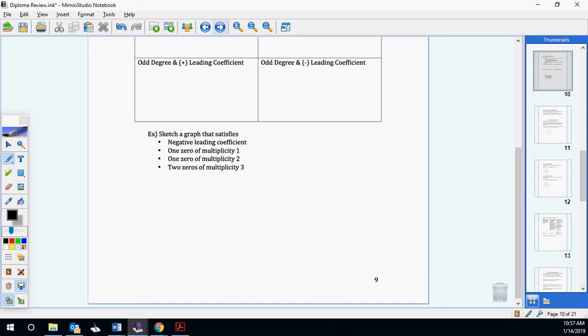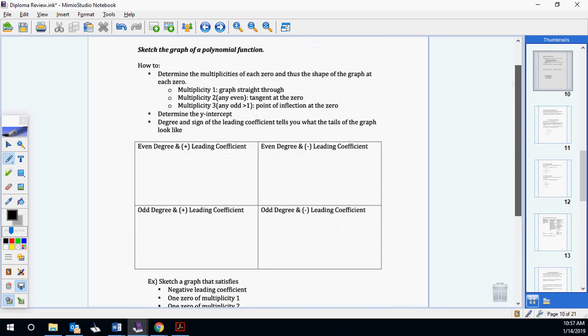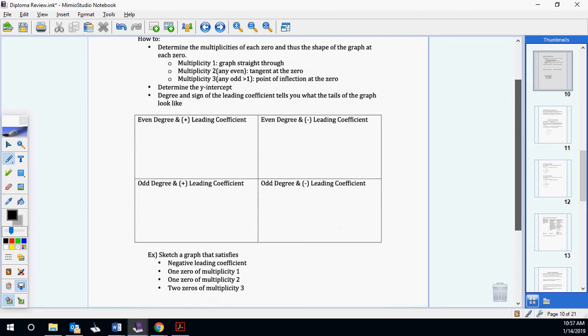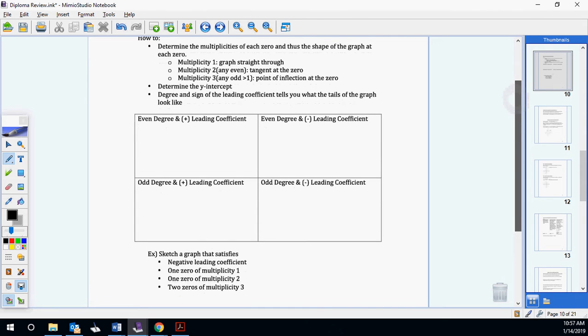So our last full page, and we got a little piece, and then we're done. It says sketch a graph of a polynomial function. Again, determine the multiplicities of each zero. That's the shape of the graph at each zero. Remember, if it's a multiplicity of 1, it goes straight through. If it's a multiplicity of 2, it bounces. If it's a multiplicity of 3 or higher odd, it twists through. Point of inflection, remember? Determine the y-intercept, degree and sign, etc.